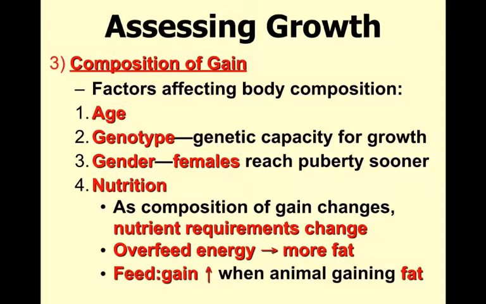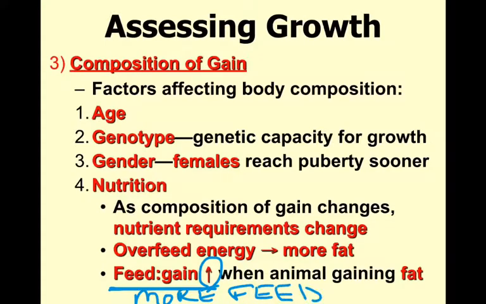The challenge is if we're overfeeding energy, feed efficiency actually goes down. That feed to gain ratio that we talked about last week in activity, right here, that feed to gain ratio actually increases, meaning it takes more feed to produce a pound of gain when an animal is gaining fat. So that is not efficient. There are times and places where we do have to have animals lay down fat, but we also, as nutritionists, need to know that's when the animals are going to be the least efficient, during that time period.